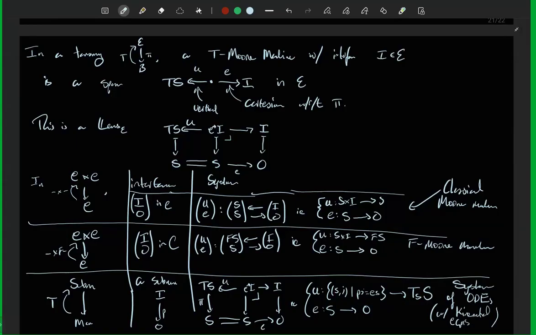Okay. Sorry, just a small thing. The interfaces for the first two examples live in C cross C, right? Yes, they live in C cross C. My point here is that they're just two objects, i.e. both I, O are in C. They're just two objects of C.